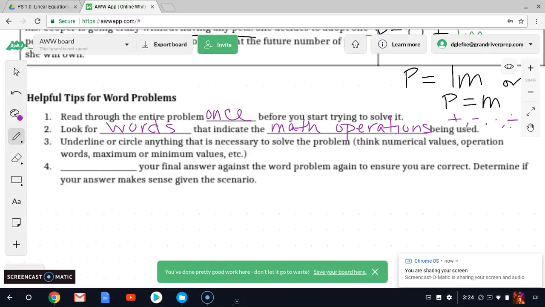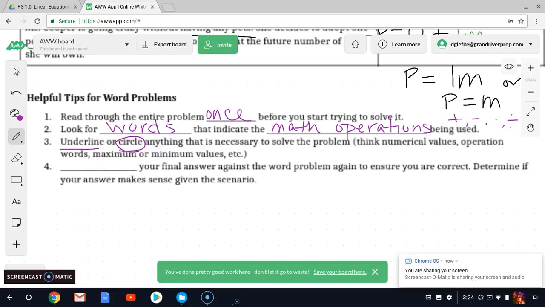So we said that the word per means we're multiplying, for every means we're multiplying. If we're gaining population, we're adding. If we are taking money out of an account, we're subtracting, those types of things. We want to underline or circle anything that is necessary to solve the problem. And I tried to model that for you in the ones up above. And when I noticed something, I made it a point to circle it or underline it.